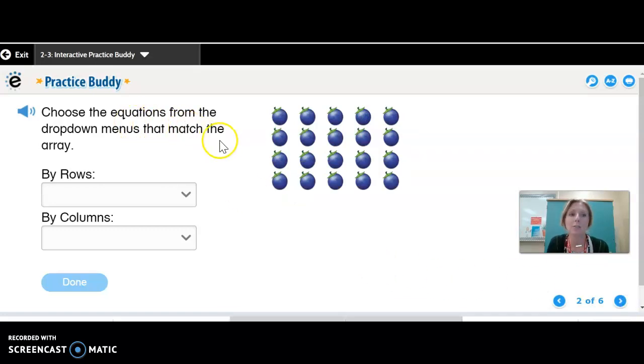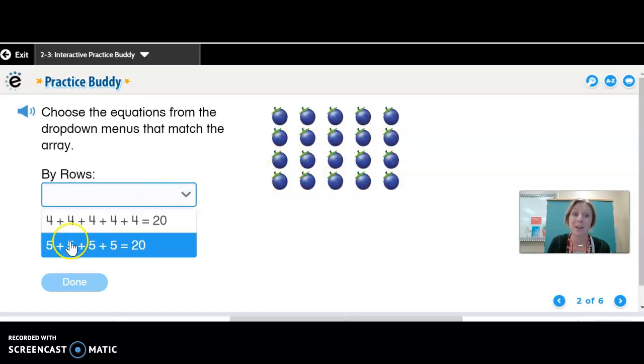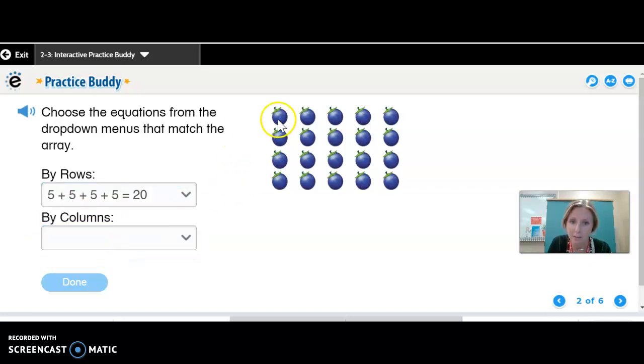Here it says choose the equations from the drop-down menus that match the arrays. Again, by rows. Which way do the rows go? Side to side. Let's count them. 1, 2, 3, 4, 5. 1, 2, 3, 4, 5. Okay, so each row has 5. 5 plus 5 plus 5 plus 5. So let's look by the rows. Here's one, 5 plus 5 plus 5 plus 5. Let's double check. Are there 4 rows? 1, 2, 3, 4. Yeah. 5 plus 5 plus 5 plus 5 is 20.